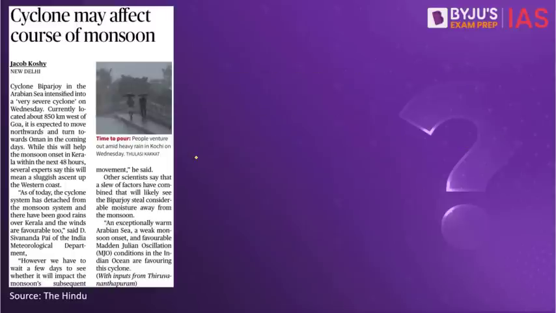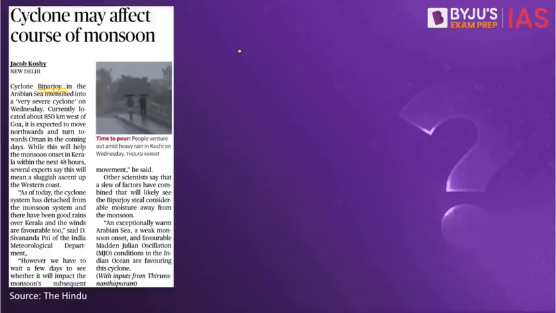We have taken this question because the cyclone Biparjoy, which is developing in the Arabian Sea, might lead to a sluggish ascent of monsoons in the western coastal regions of India. Now this cyclone has now developed into a very severe cyclone, and it is likely that this will turn towards Oman instead of coming towards India.